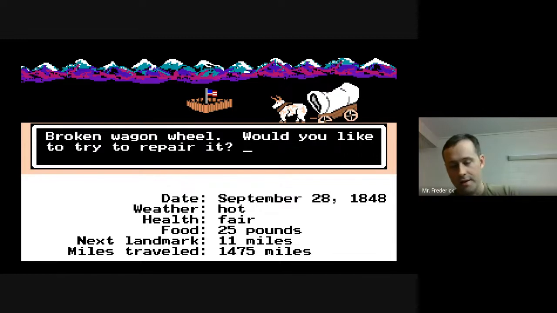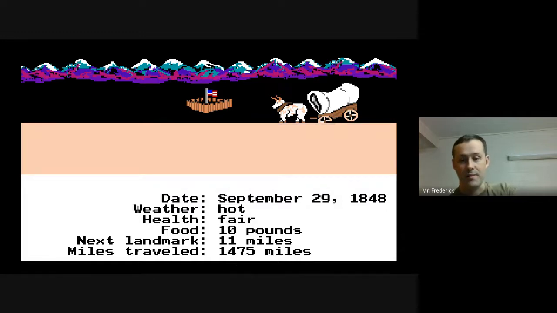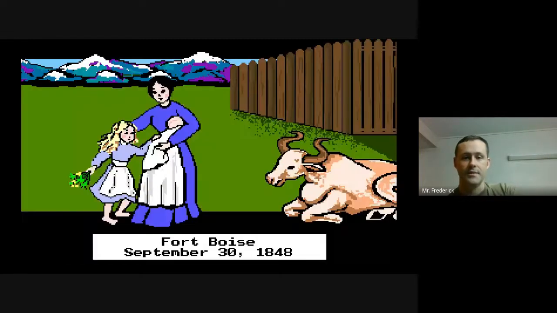Oh, come on. Broken wagon wheel. Yes, I want to try to repair it. I was able to repair the wagon wheel. Great. Just get me to the fort and let me buy food. Yeah, we're now at Fort Boise. Would you like to look around? Yes.